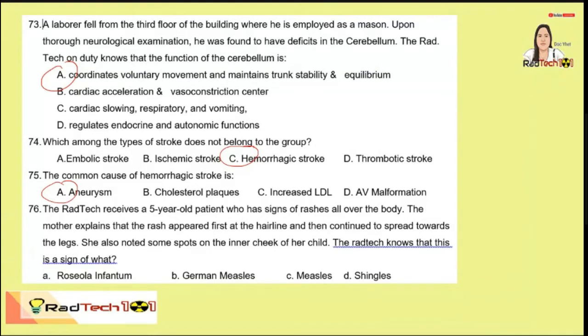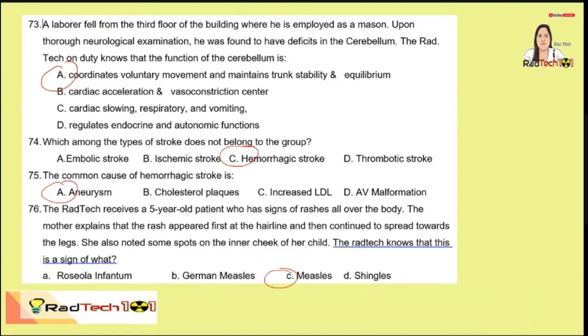Number 76: the RadTech receives a 5-year-old patient who has signs of rashes all over the body. Then the mother explains that the rash appeared first at the hairline and then continued to spread towards the legs. She also noted some spots on the inner cheek of her child. So the RadTech knows that this is a sign of measles.